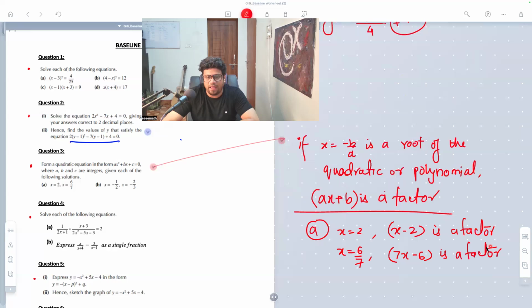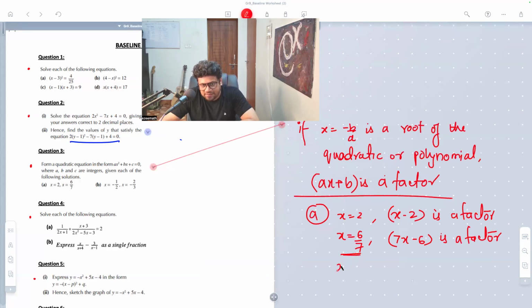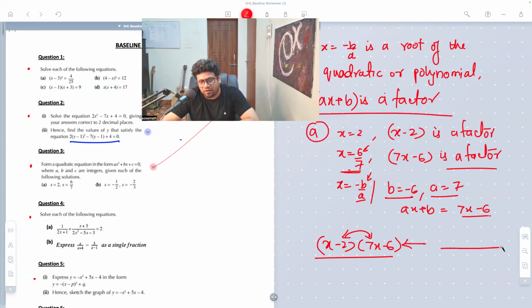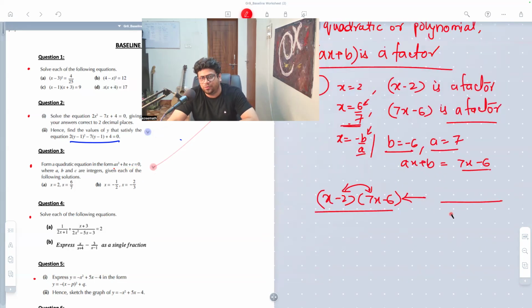The thing is, I compared 6 by 7 with minus b by a. I get b equals minus 6 and a equals 7. And that is why we get ax plus b as 7x minus 6 as one of the factors. And now that you have two factors of the quadratic, x minus 2 into 7x minus 6 is the quadratic. You open up the brackets by multiplying the factors, you'll get yourself the quadratic that they're looking for in the form ax square plus bx plus c. I'm leaving it here. That's for you to do.